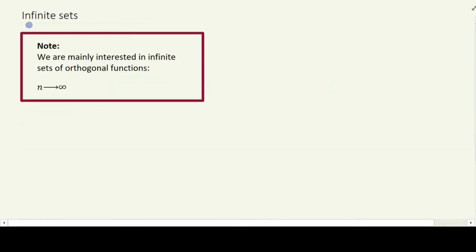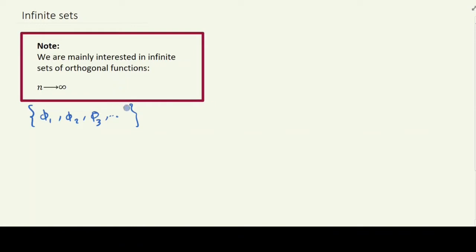Now let's discuss the infinite sets. As you will see in future, we are mainly interested in infinite sets of orthogonal functions. That means we most often work with the sets consisting of an infinite number of orthogonal functions. For example, phi1, phi2, phi3, phi4, etc. And you may ask, why is that? Why is it important for us to have infinite sets of orthogonal functions?